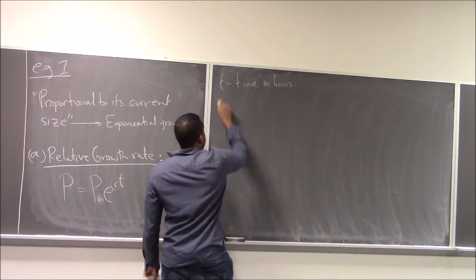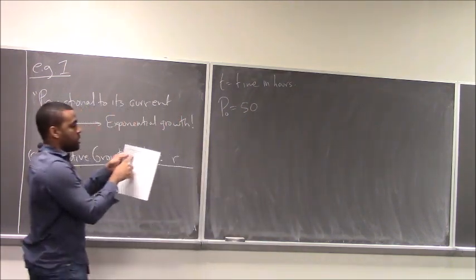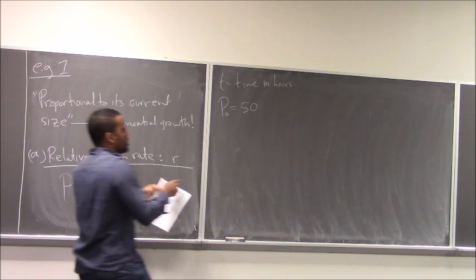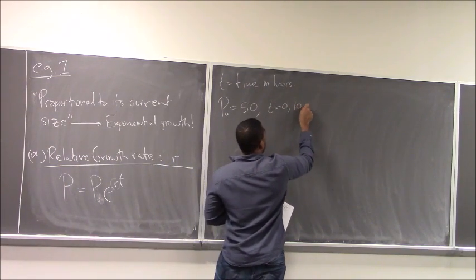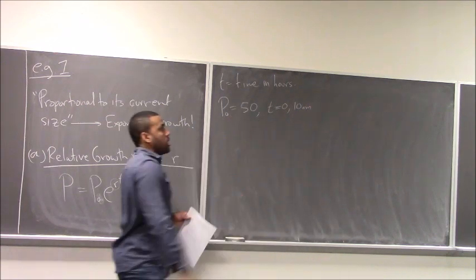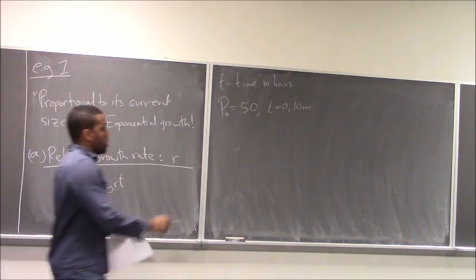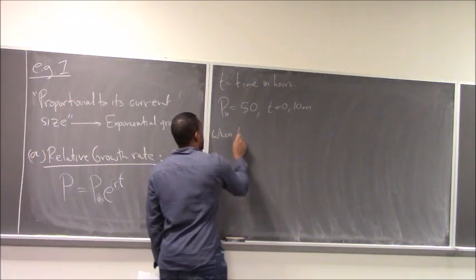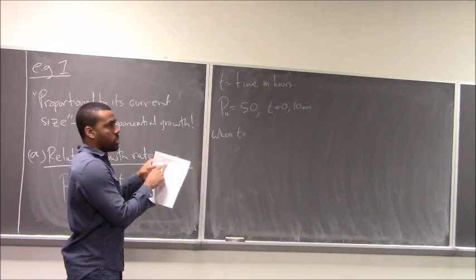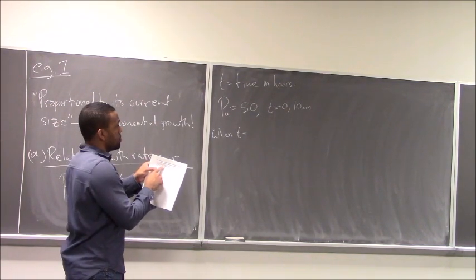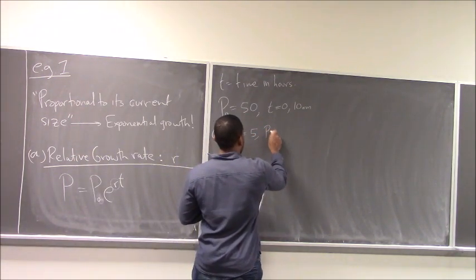And you know that P naught is equal to 50 because they told you in the beginning we had 50. So there was a point in time. I'm taking t equals 0 to be 10 a.m. and this is P of 0. That's what we started with. And I also know that when it's 3 p.m., which is when t equals what? That would be 5. I know that P is 350.